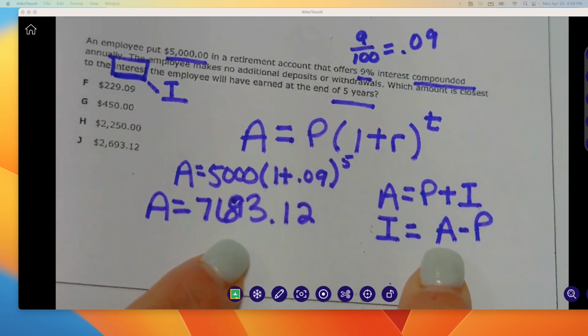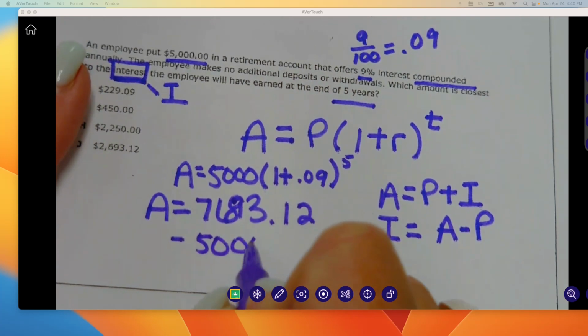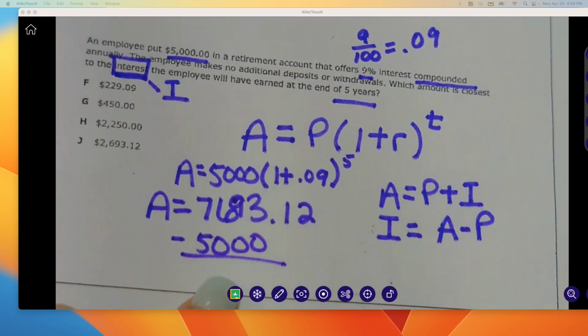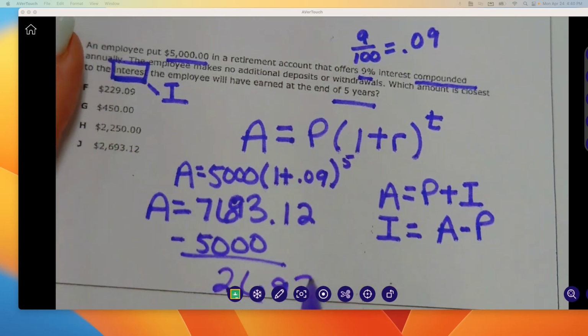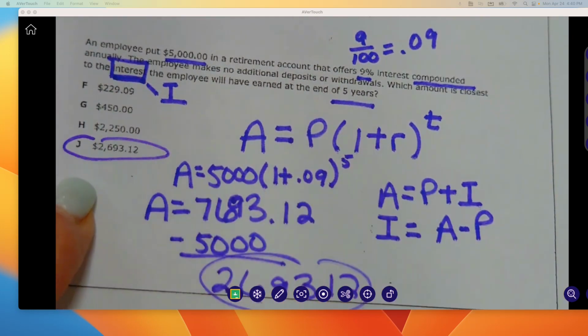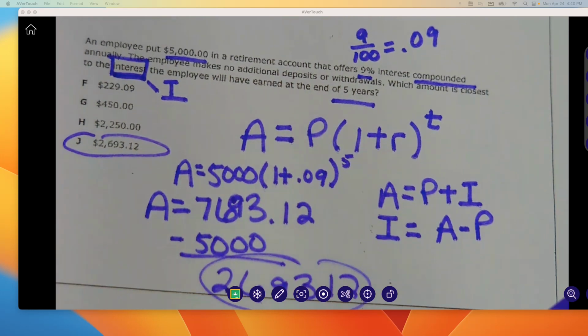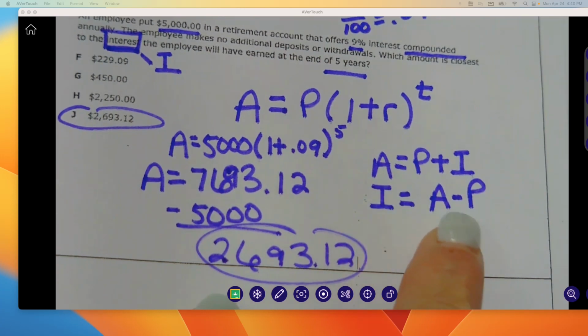So what I have to do is take this account balance and then subtract my principal, okay? So I'm going to come over here to Desmos. I'm going to put in $7,693.12 minus 5,000. And I get $2,693.12, which is answer choice J. Okay, so to get just the interest, I'm going to take the A minus the principal.